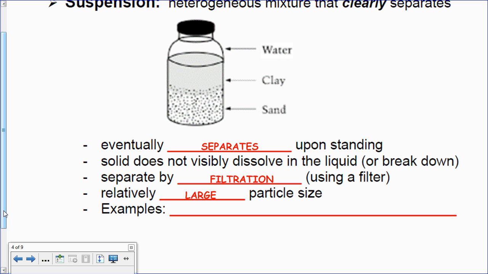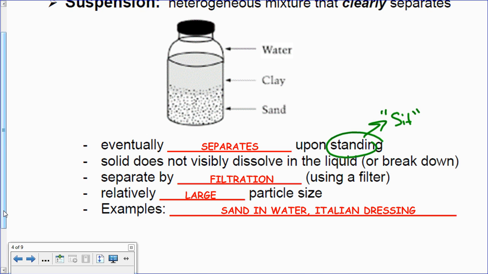Relatively large particle sizes are in a suspension. So we've got anything from fine grains of sand up to slightly larger things that like to float around in there. Examples of this are sand and water, or mud and water, or Italian dressing. It separates if you let it sit. So keyword here: standing. If you let it sit and do nothing, that's called standing. So it will separate by itself.